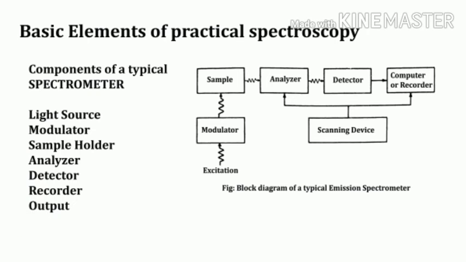Now let us consider a general emission spectrometer as shown in the figure. In this typical emission spectrometer, the excitation is often initiated using electromagnetic radiation from a source. A modulator is placed between the source of excitation and the sample, which allows radiations having the required frequency or wavelength to strike the sample.